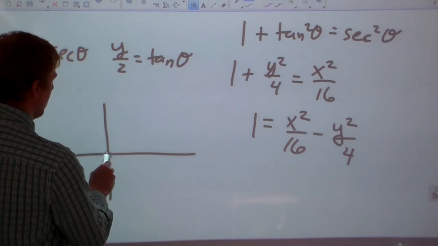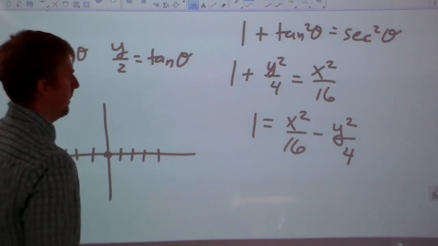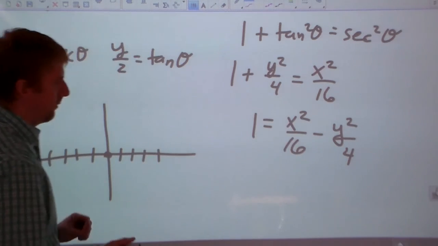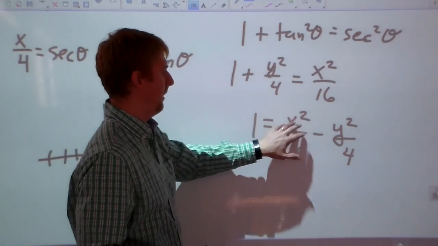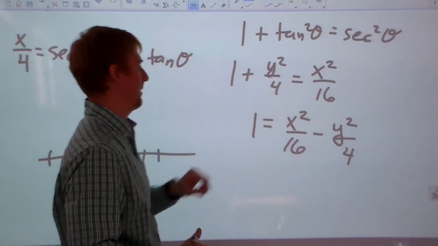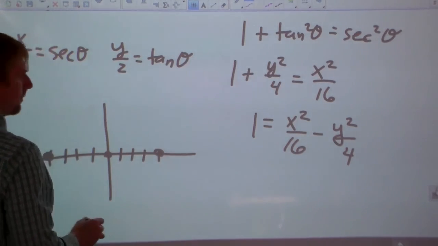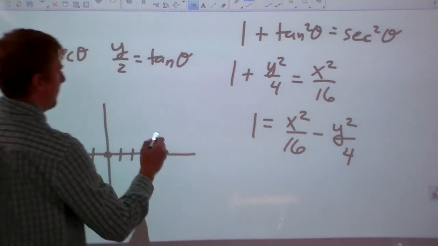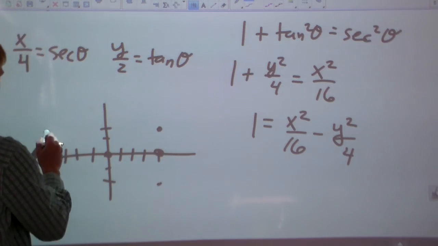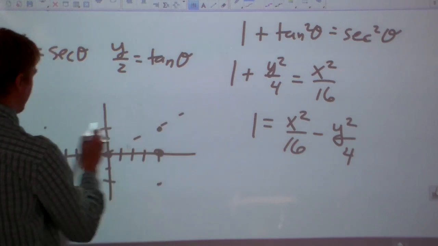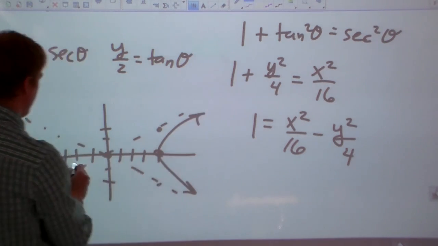So center is at 0, 0. We are going 4 to the left and right, and that's because of the a value, which goes with the positive, either x squared or y squared is positive, in this case it's x. So it's opening left to right, those are my vertices. From those vertices, I go up and down 2, which is the square root of 4, and make my box, connect my dots, that's my asymptote, or my set of asymptotes, and there is our hyperbola.